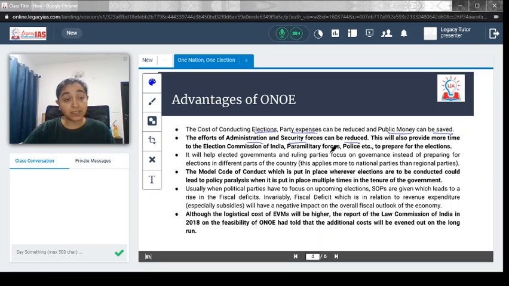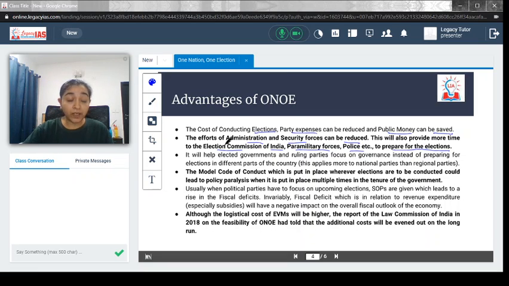The administration is generally done by the teachers. So instead of going to school and teaching students, they have to go to the election booth and preside over the election process. Similarly, security forces are also constrained. So this will also reduce their workload. This will provide more time to the Election Commission of India, paramilitary forces, police, etc. to prepare for the election.